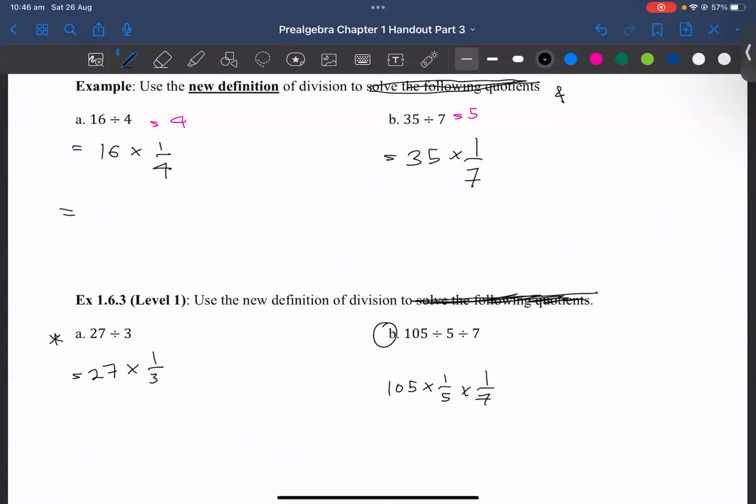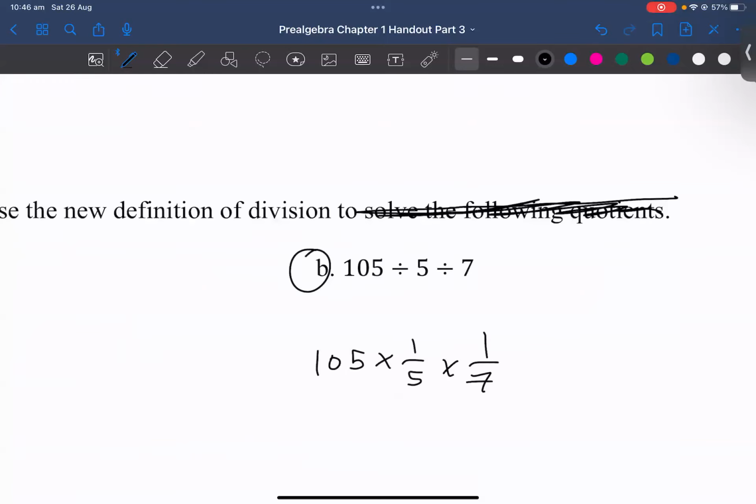Okay, so this is a bit tricky because it's 3 numbers. So I want you guys all to get your head around this one. You just go left to right. 105 divided by 5. Actually, let's ignore the right part. Let's go from left to right. So we do this part: 105 divided by 5 under the new definition would just be 105 times 1/5. Yeah, perfect. And then you divide this number by 7.